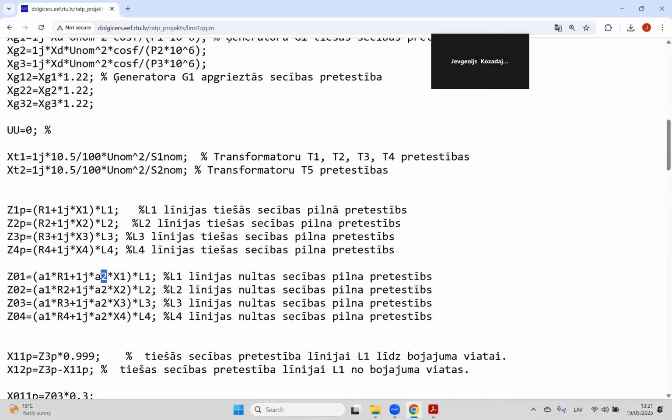Positive sequence, yes. R1 and X1. So we multiply the positive sequence by 3 to get the 0 sequence. And this is all about these special issues.